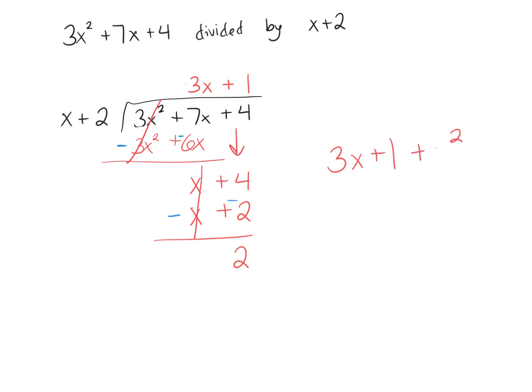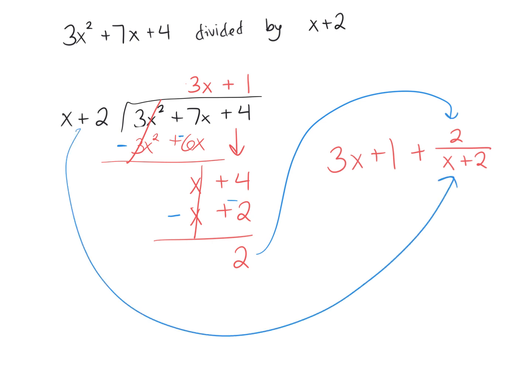Plus 2 over x plus 2. So we take our remainder, and then we take what we divided by. So this whole thing right here is my answer.